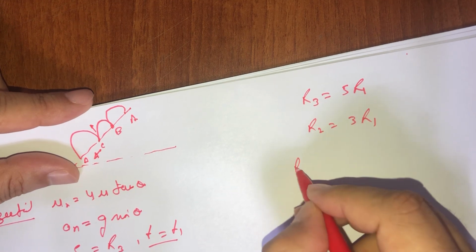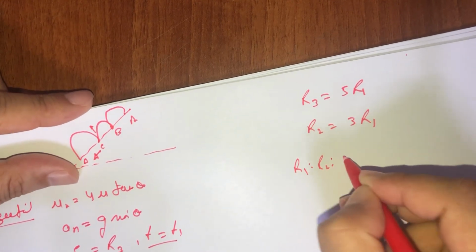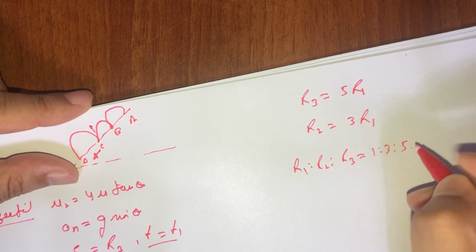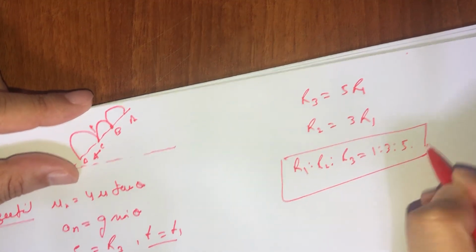So we can write the ratio of R1 to R2 to R3 as 1 to 3 to 5. So this is the final answer.